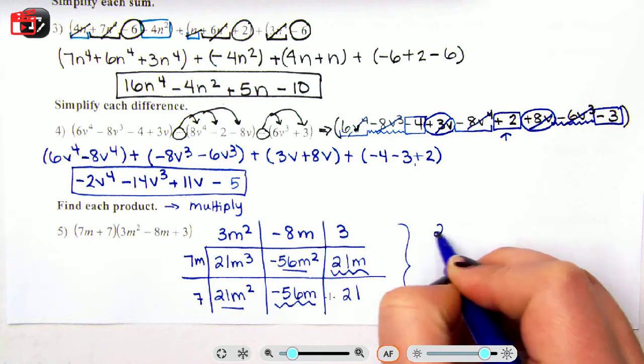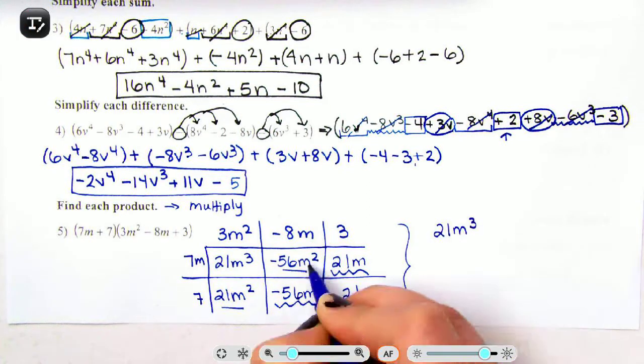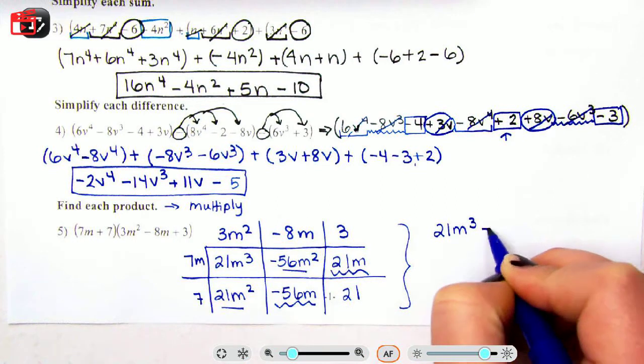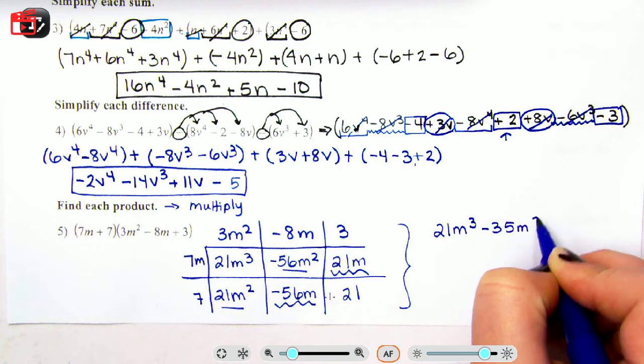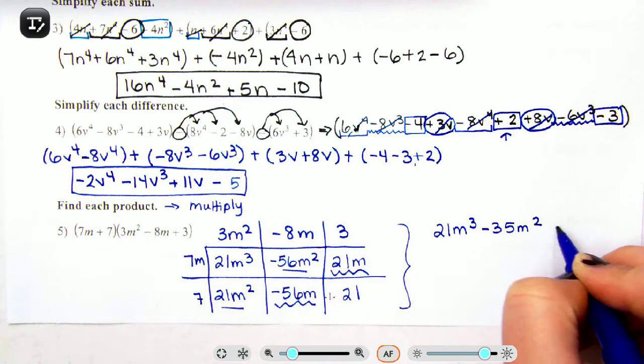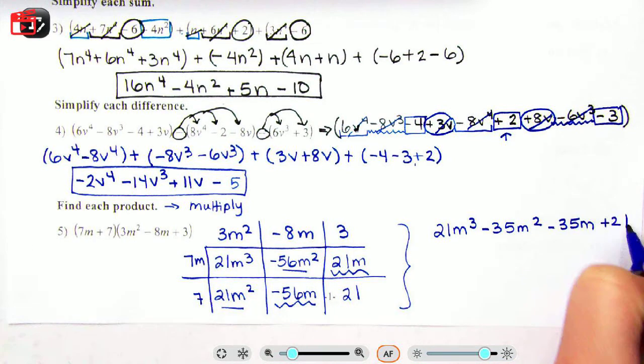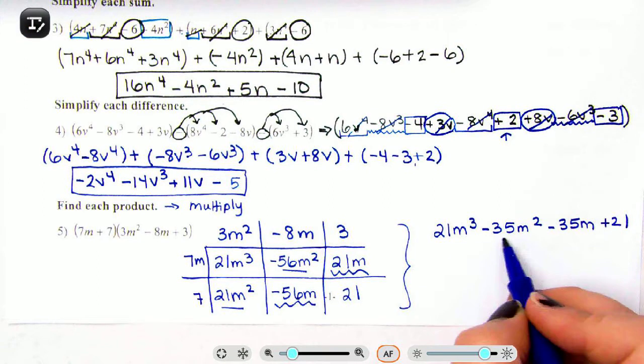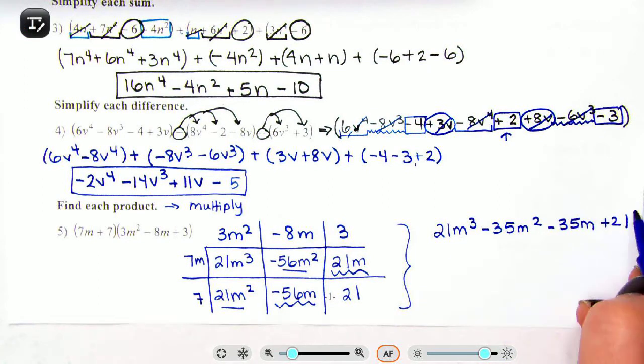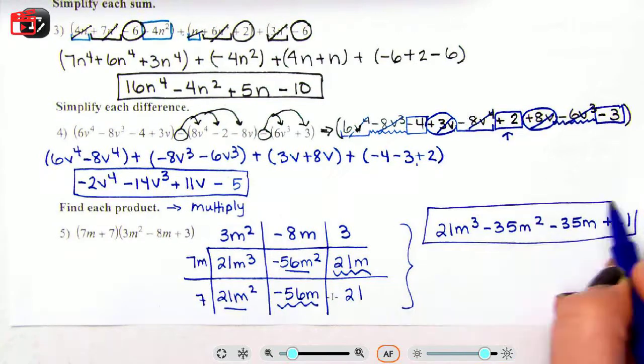Okay, so we have 21m cubed. These two combined, -56m squared and 21m squared, is -35m squared. Again, similar numbers, so -35m plus 21. Again, I'm just going to double check, make sure everything's good, and that is your final answer for this one.